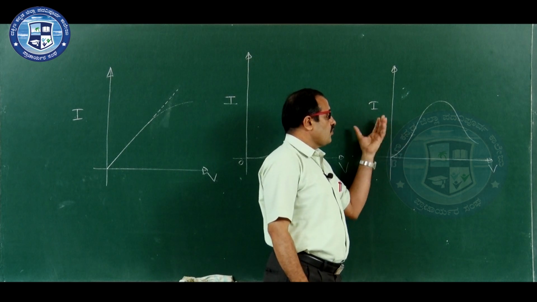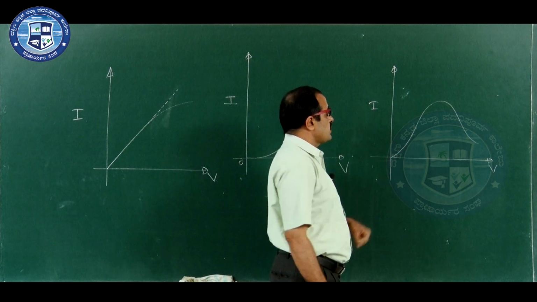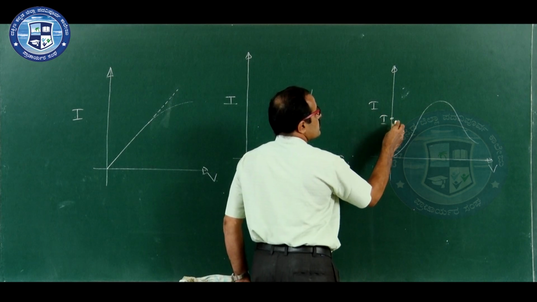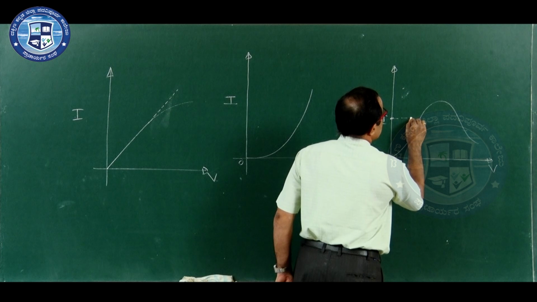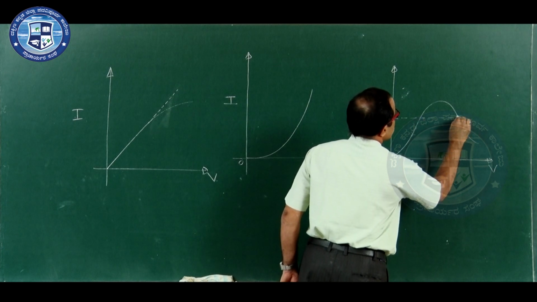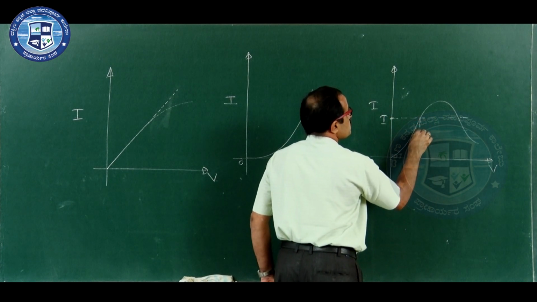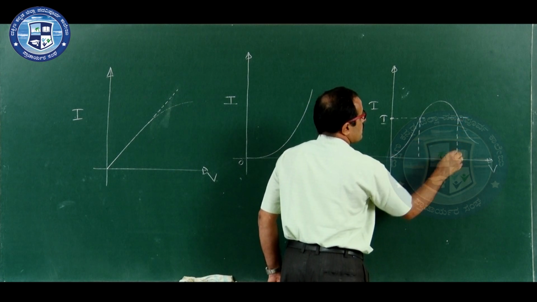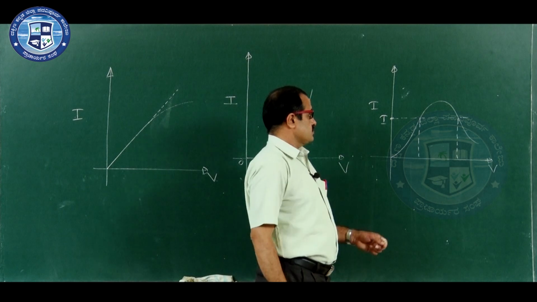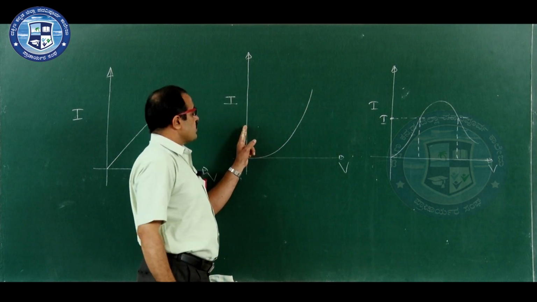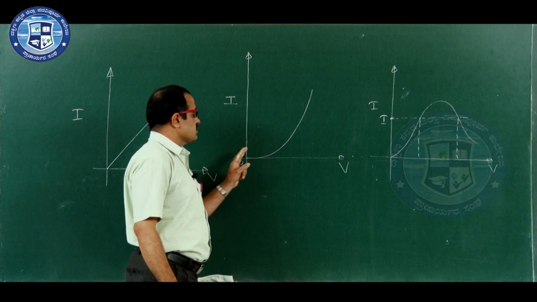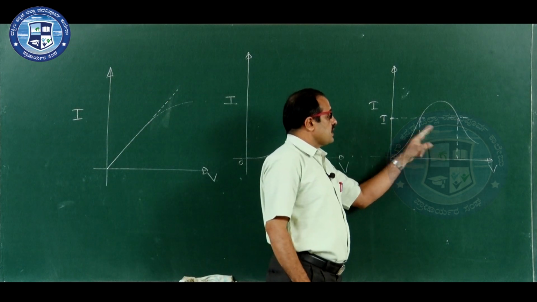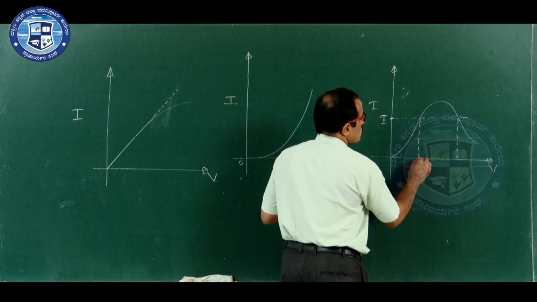And what is more interesting point is here. If you take any particular current here, for that particular current there are two corresponding voltages, means the relation between I and V is not unique. Here it is unique, one particular current, one particular voltage. Here also it is almost unique, but here for one current there are two voltages.